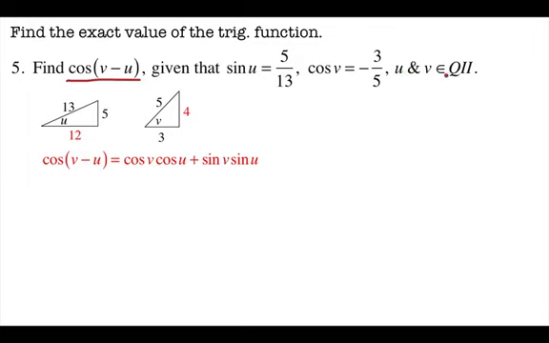U is in the second quadrant, so you know this is also going to be a negative ratio. And then sine of u, in the second quadrant, the sign is positive, so I'm not even going to worry about that. So now, this is what I get. Cosine of v is negative 3/5. Cosine of u is negative 12/13. And you know that this is just positive.